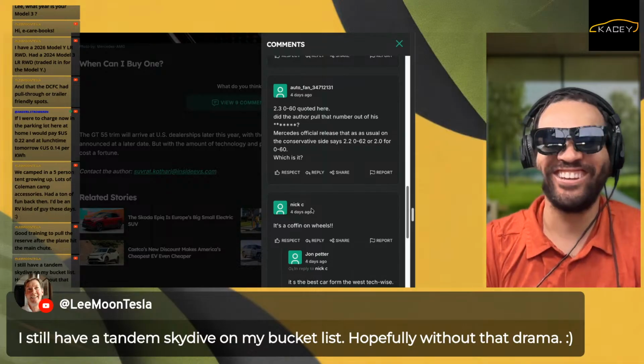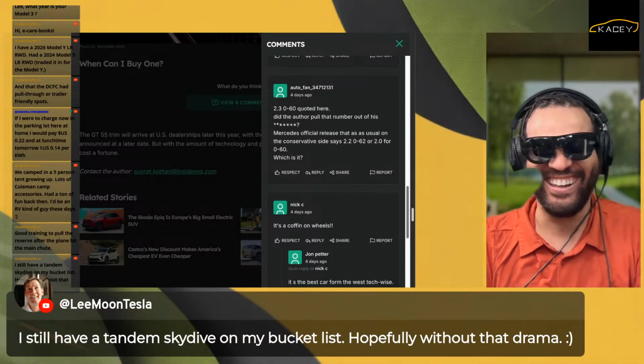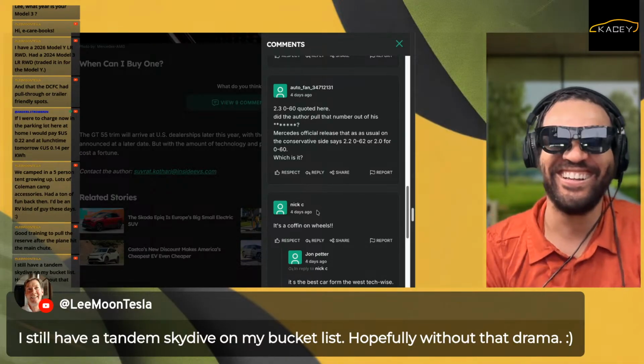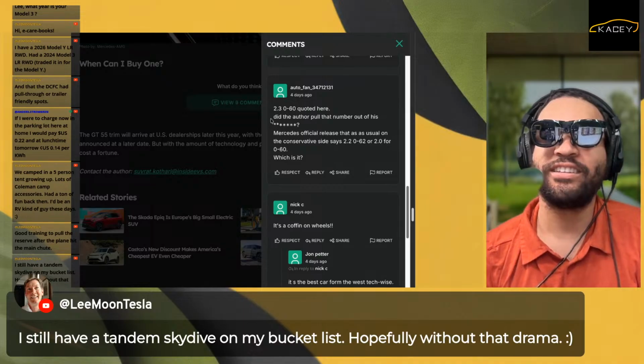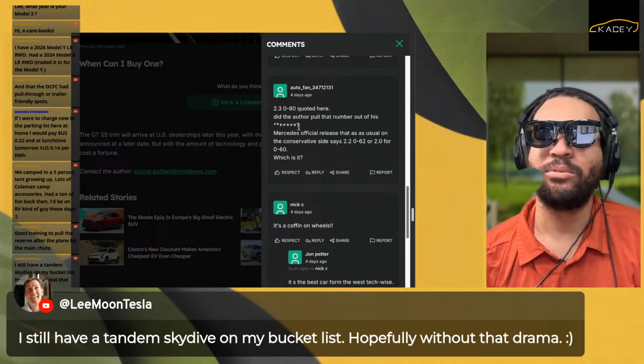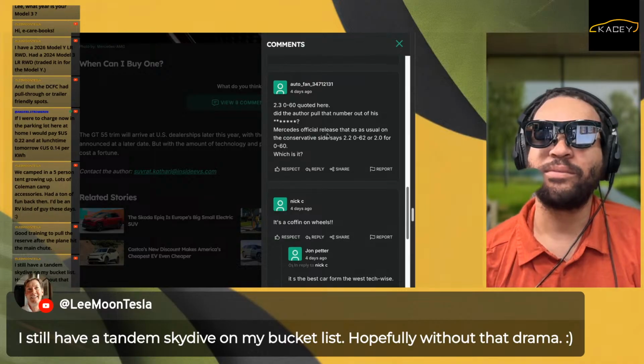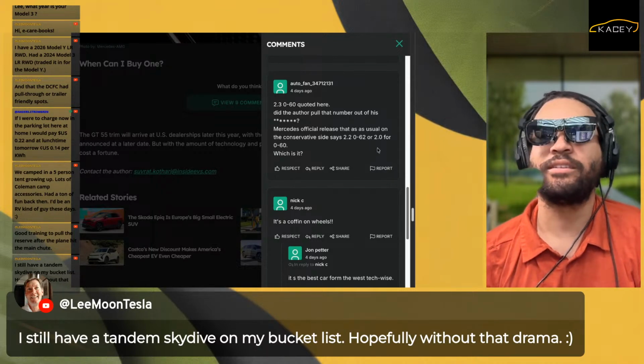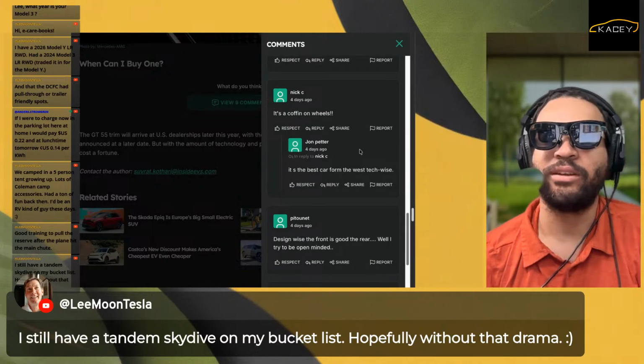How often does this happen? A 2.3 0 to 60 quote there. Did the author pull that number out of his butt? Mercedes' official release has it, as usual on the conservative side, says 2.2 0 to 62, or 2.4 for 60. Oh, I see what you're saying. You're saying the numbers don't match what Mercedes put out.